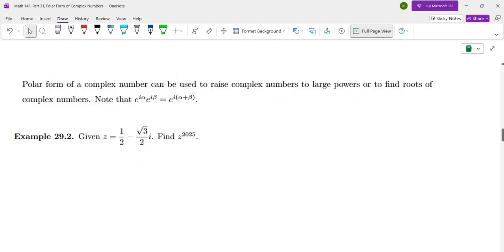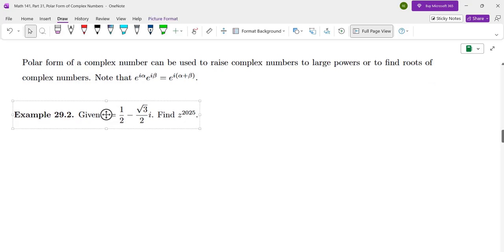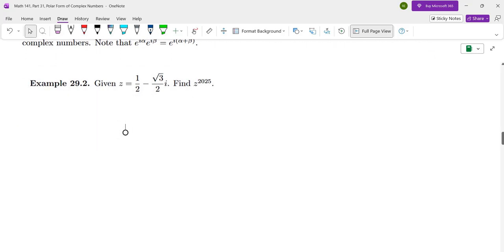Notice that when you have the polar form of a complex number, you can multiply e to the power of i alpha and e to the power of i beta by just adding the exponents. We still have the rules of exponents. Now let's use that polar form to find z to the power of 2025. We can find large powers of a complex number using the polar form.